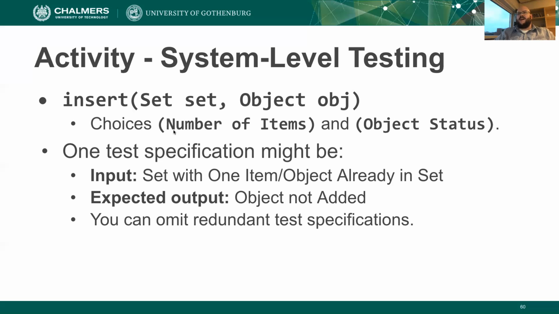And you can break this down into there's 0 items in the set, there's 1 item in the set, there's 2 to 10 or something like that. So as an example of one specification you might form, you might have a set with 1 item already in it and the object's already in it. And so the expected outcome would be the object is not added, right?